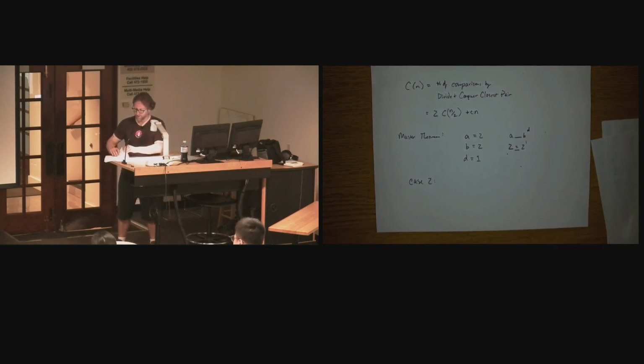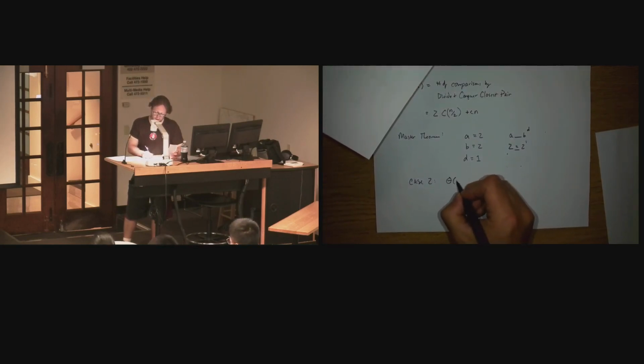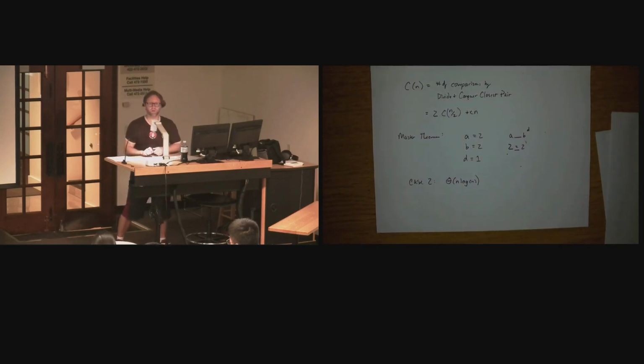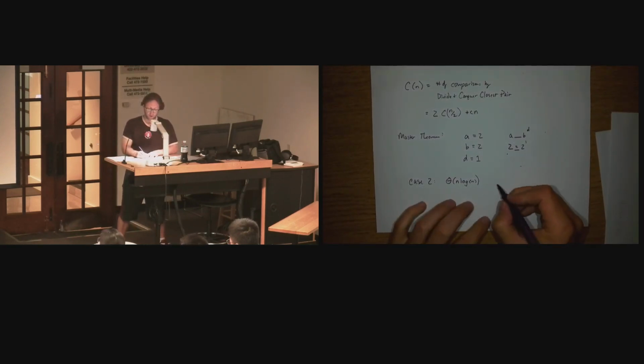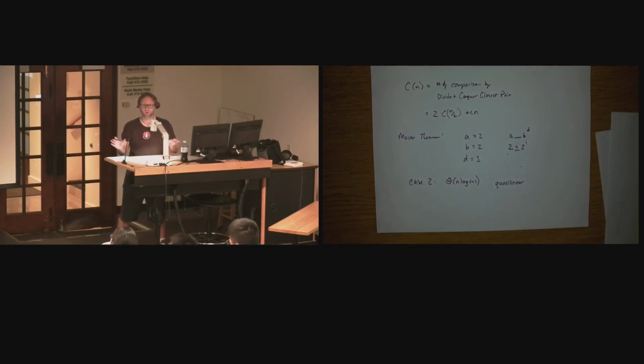Case 2 of the Master Theorem applies, and we've got that it's theta of n to the d log n. So it's going to be theta of n to the d, but d is just 1, so it disappears, giving n log n. Right? That's much better. We call this quasi-linear. It's not exactly linear, it's got this log factor there. But logarithms grow so slowly that for all intents and purposes, it might as well be linear.